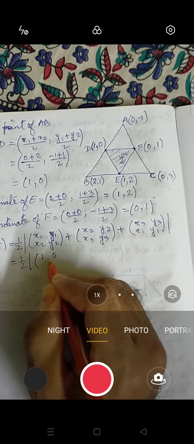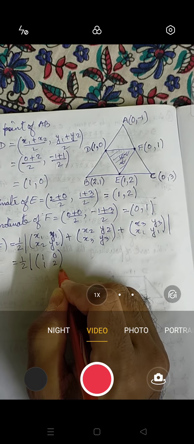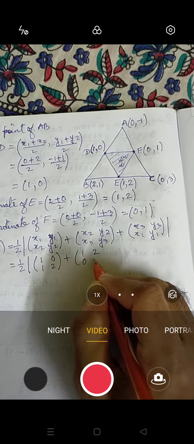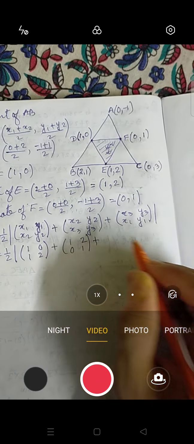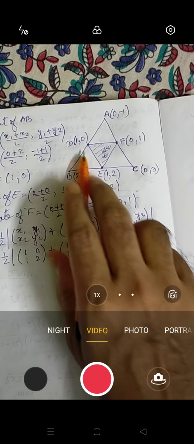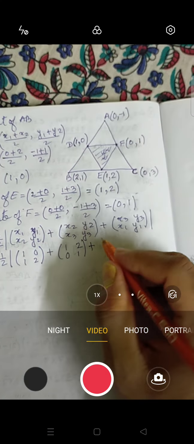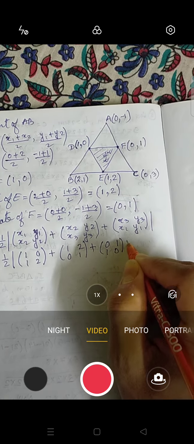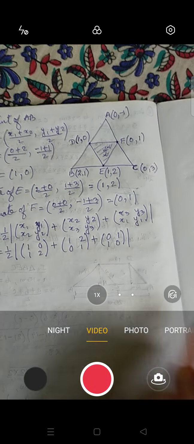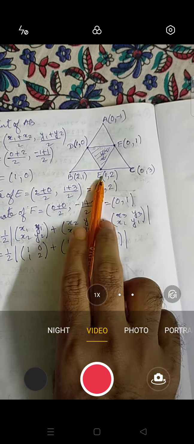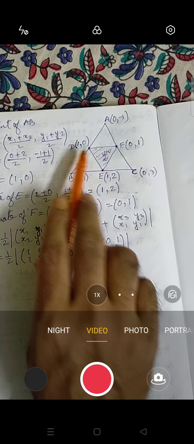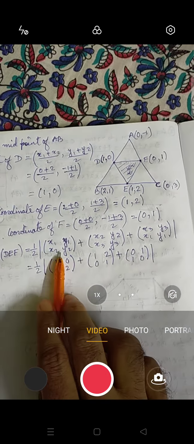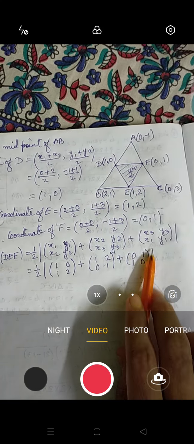1 0 by 1 2 bracket close plus 1 2 by 0 1. Substitute the value properly. Next 0 1 by 1 0. Any problem? I have taken first these two, then second these two, and then third this and this. Don't take this and this, it will become wrong. First second, second third, then third first.